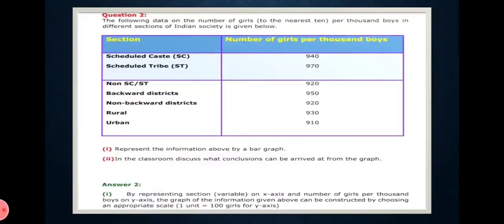Now question number 2, the following data on the number of girls to the nearest tens per 1000 boys in different sections of Indian society is given below.